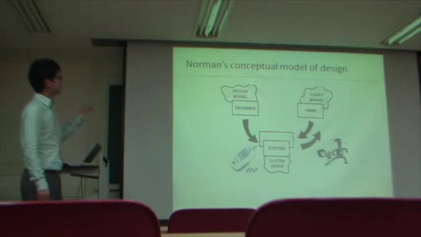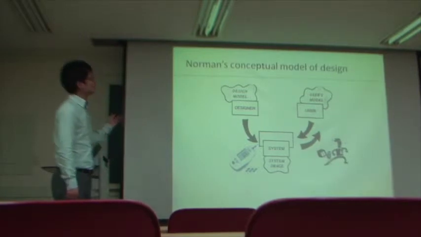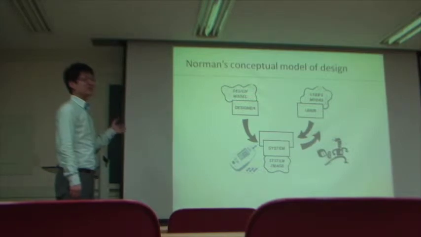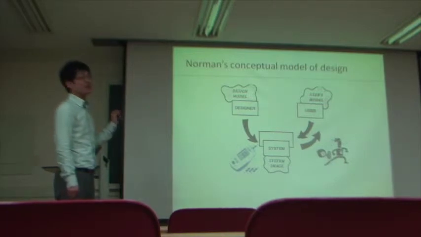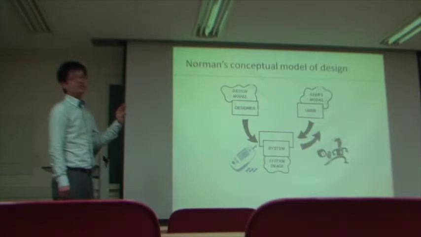Okay, well, I mentioned Norman's model in the morning. Some of you already know the model, some of you don't. Actually, I want to highlight it again because we talk about user-centered design. This is Norman's conceptual model of design. In Norman's model, it has 3 components: the designer's model, the component of system image, and the component of user.